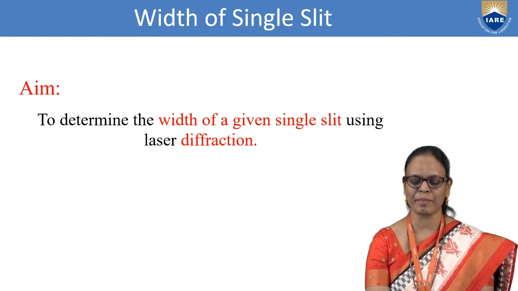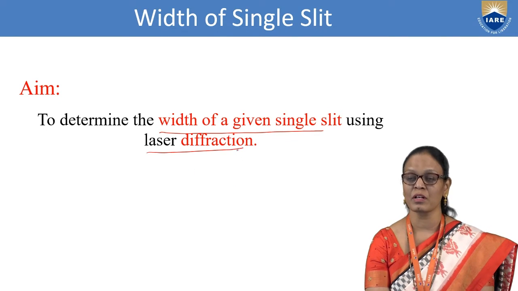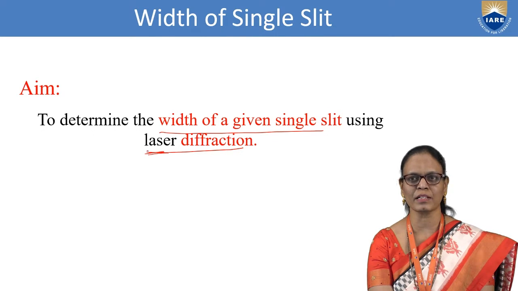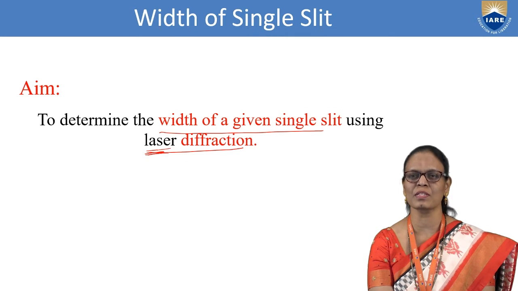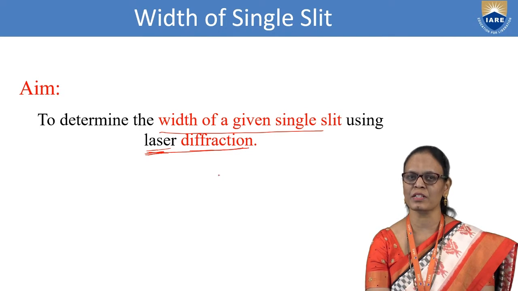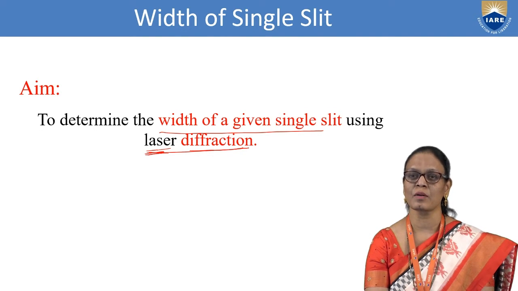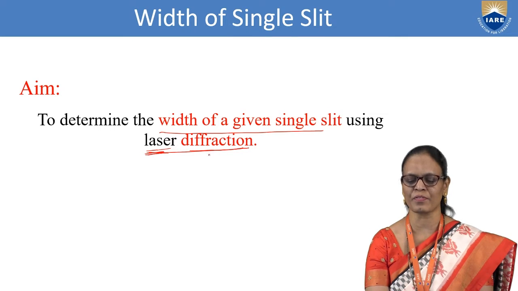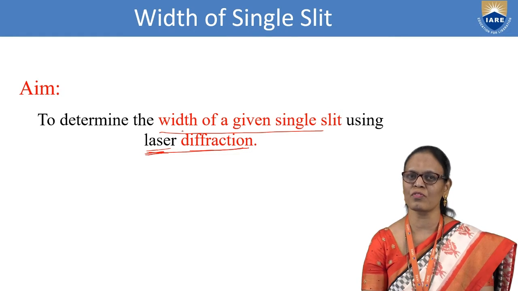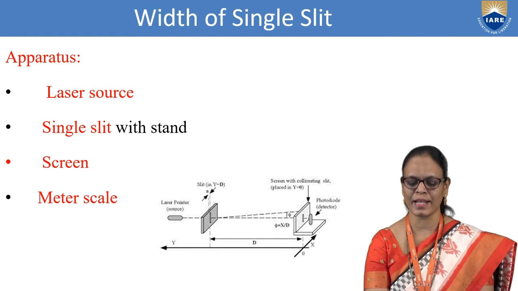Now the aim of the experiment is to determine the width of a single slit using laser diffraction. The source that we are using here is the laser light, because laser is monochromatic, meaning it has a single wavelength, sharp and focused. That is why we are using laser, and the phenomenon we are using here is diffraction. Diffraction is the bending of light around the corners of an obstacle. So using laser light and the phenomenon of diffraction, we are going to determine the width of a given single slit.